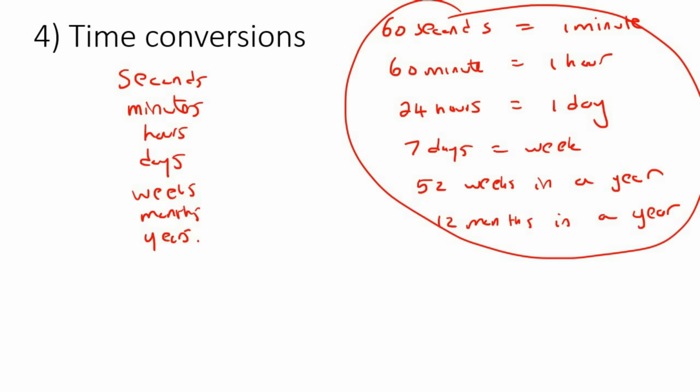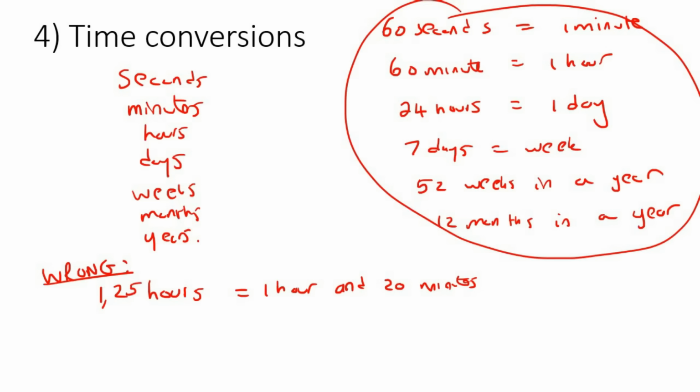A common mistake that learners make, please listen to me carefully. If we say, for example, 1,2, let's say we say 1,2 hours. A lot of learners, so this is wrong, whatever I'm about to do now, this is wrong. A lot of learners will say that this is 1 hour and 20 minutes. Not correct at all. That 2 does not mean 20 minutes. Even if I said 1,25, it does not mean 1 hour and 25 minutes.